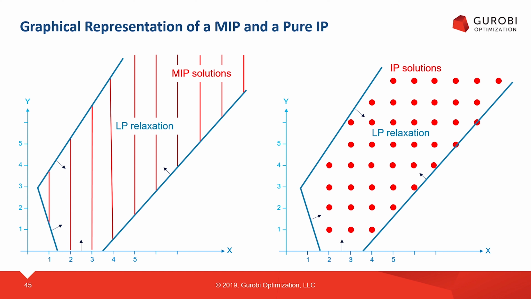So this is just to give you a picture that when we are talking about MIP problems that have both integer variables and continuous variables, you will get a problem in a higher dimension where some of the variables will be integer and you will get hyperplanes of solutions of the continuous variables. And when we have a pure integer problem, we only have the integer values of the variables.